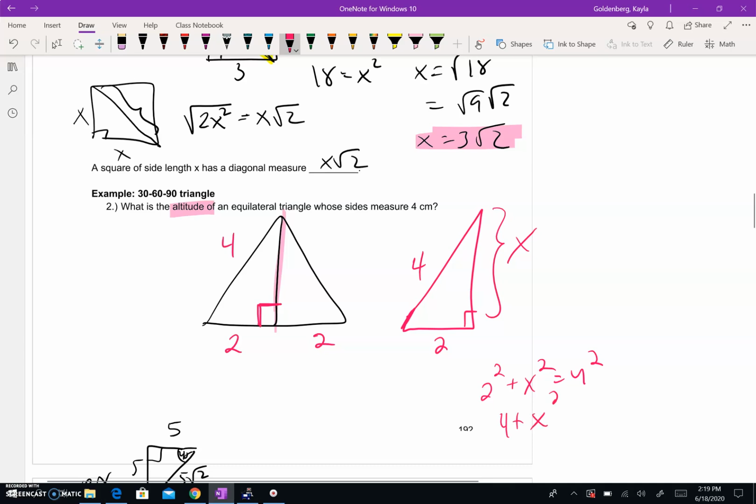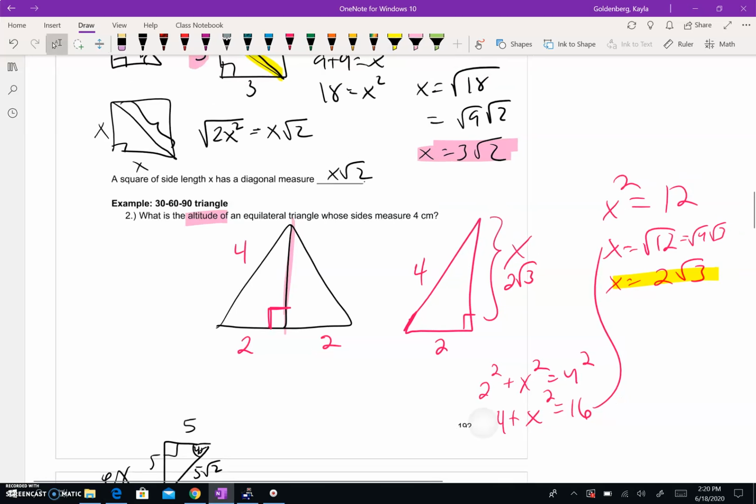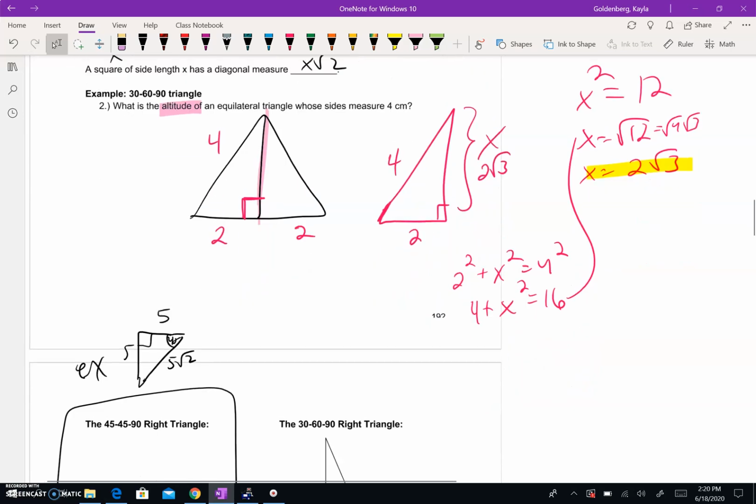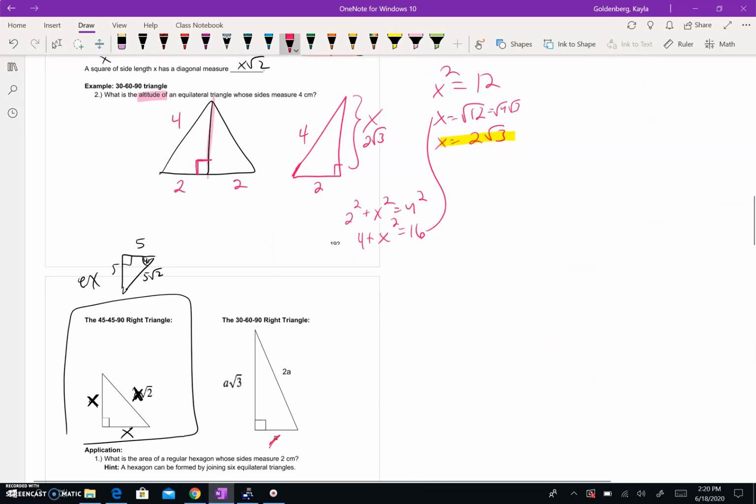So 4 plus x squared equals 16, which means x squared is equal to 12, and x is the square root of 12, which will simplify to square root of 4 times square root of 3. So it's going to be 2 square root of 3 is our final answer. So I'll put that over here, 2 square root of 3. And then if you generalize it, the general rule, and I'm just going to make these x's again.